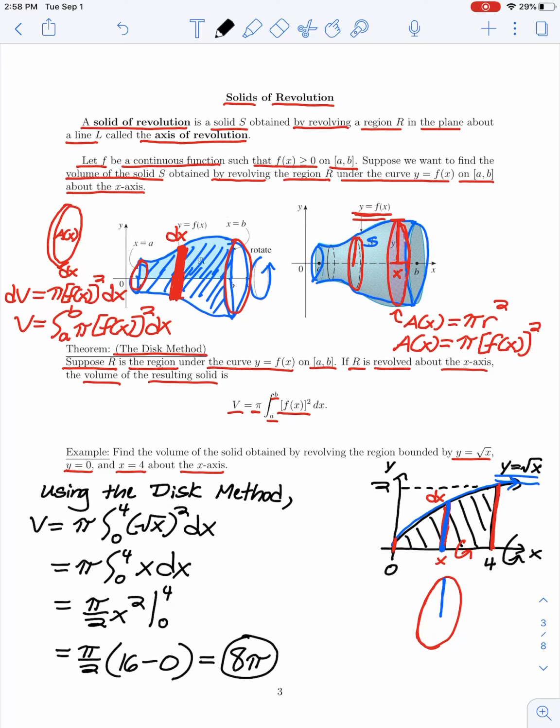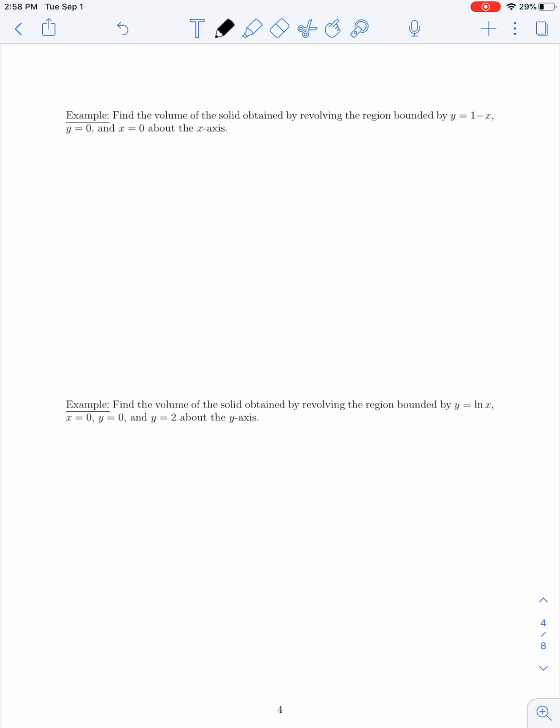So let's look at another one. In this next example, we are asked for the volume of the solid obtained by revolving the region bounded by y equals 1 minus x, y equals 0, which is the x-axis, and x equals 0, which is the y-axis, about the x-axis. So here let's try to sketch the region first.